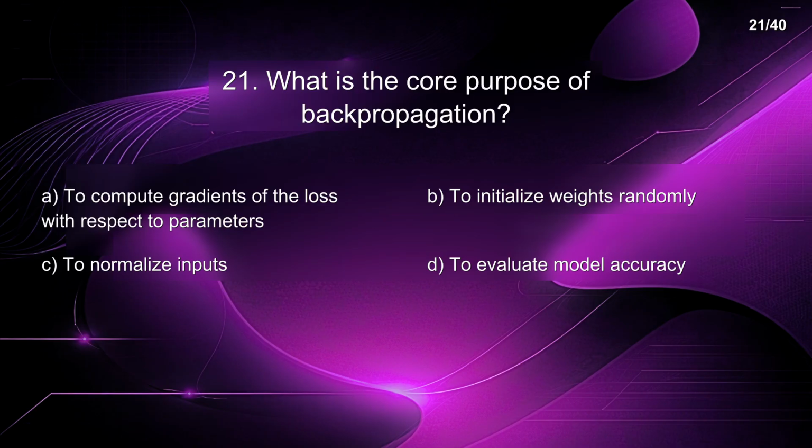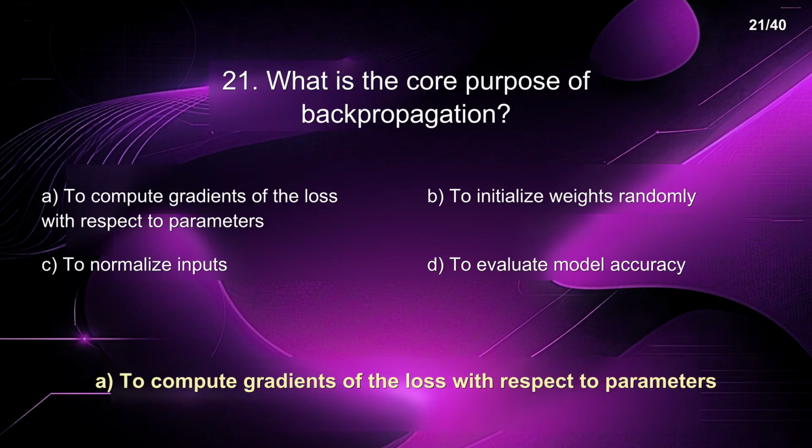21st question. What is the core purpose of backpropagation? A. To compute gradients of the loss with respect to parameters. B. To initialize weights randomly. C. To normalize inputs. D. To evaluate model accuracy. Correct answer is A. To compute gradients of the loss with respect to parameters.